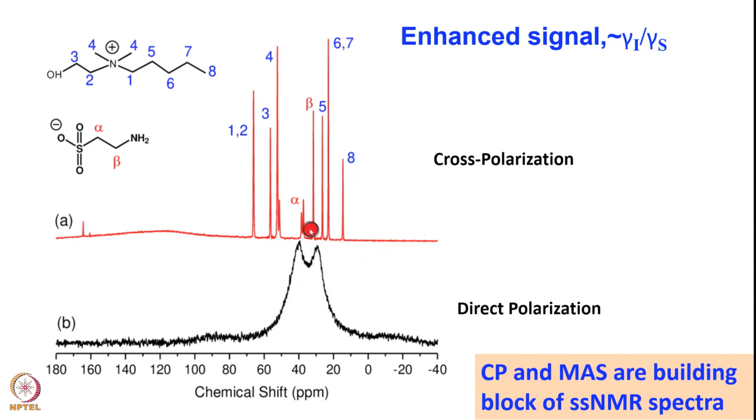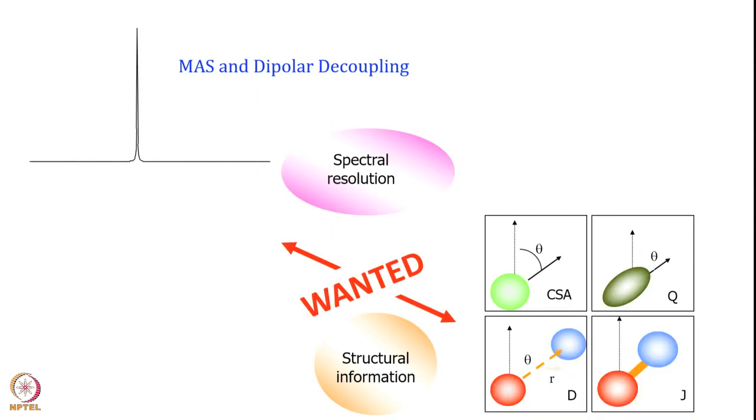But when we do cross polarization, now you can see all these peaks here, alpha, beta, in this mixture of compounds where one is negatively charged, another is positively charged, these two are mixed to make a kind of jelly substance. If you do cross polarization, we can enhance the resolution as well as sensitivity, and the enhancement in signal is directly proportional to the ratio of their gyromagnetic constants. So, this is what we achieve by doing cross polarization. So, CP and MAS are the building blocks of any solid state NMR spectrum.